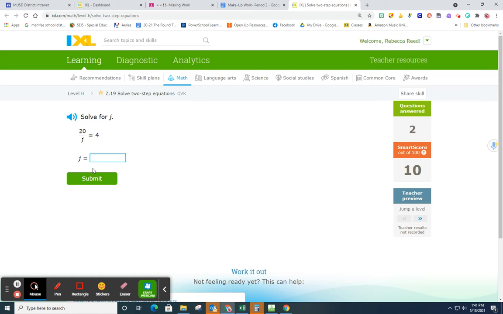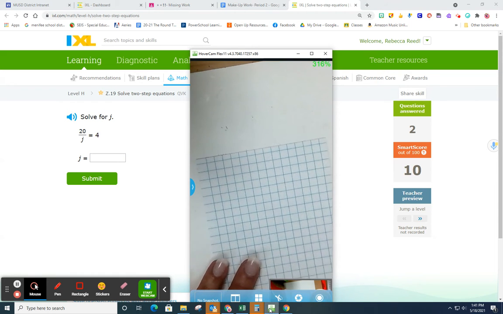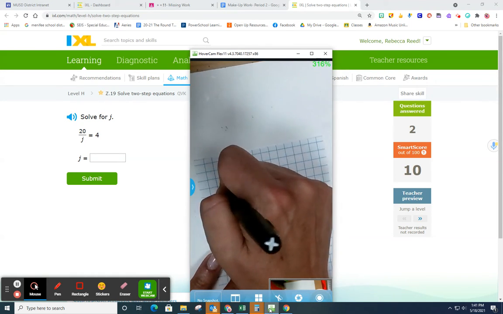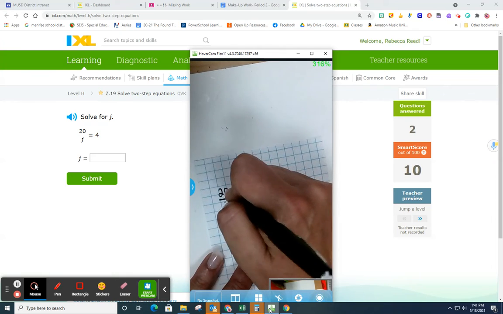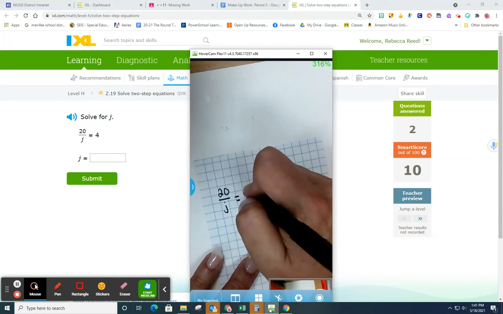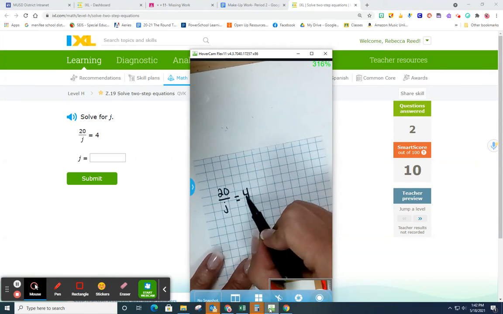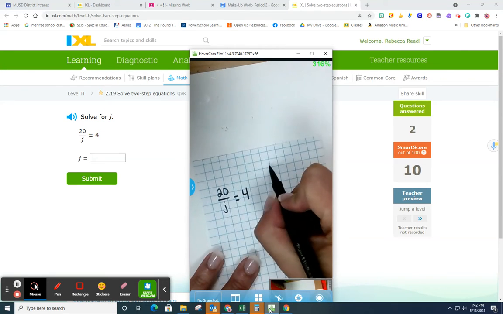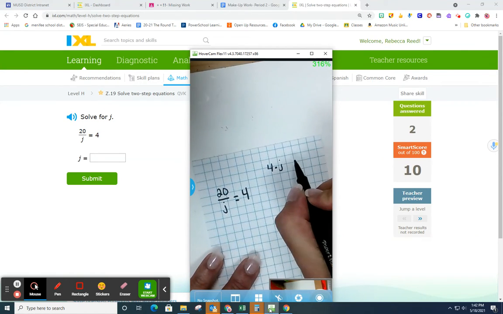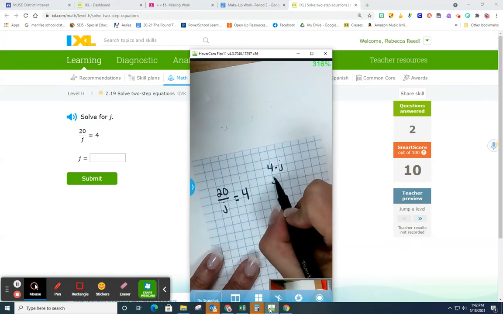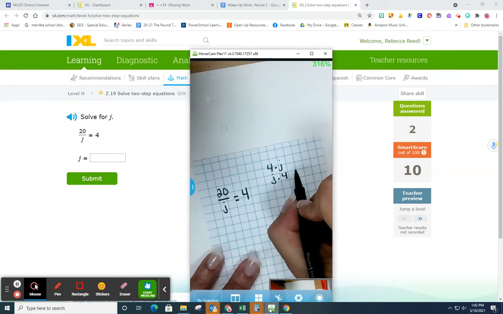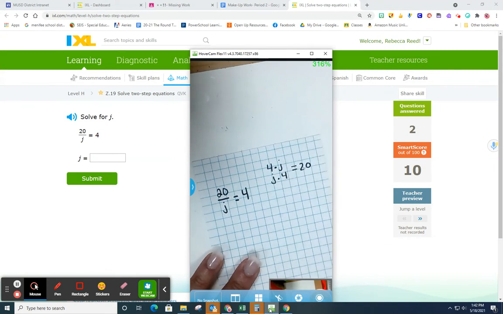Oh, this is a good one. I'm glad they gave us a second one like this so that we could talk about it. Okay, so in this case, we have 20 over J, or divided by J, equals 4. Well, I know that 4 times J or J times 4, either way I write that, is going to equal 20.